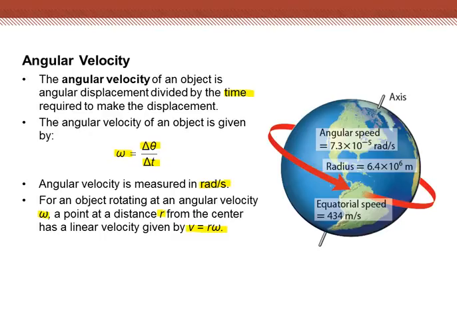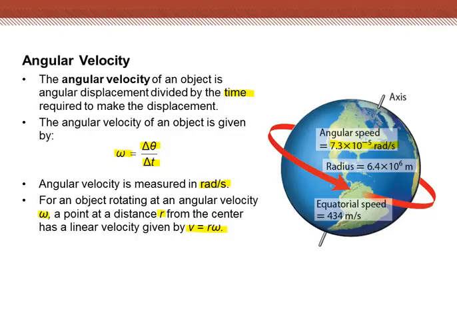So what that means is, say we're looking at the Earth spinning on its axis and it has an angular speed of 7.3 times 10 to the negative fifth radians per second. That means it goes through that many radians every second. Remember, 2 pi radians, or about 6.28 radians, is a full revolution. And so we're going through very little of a revolution.